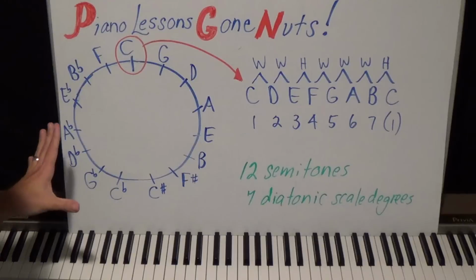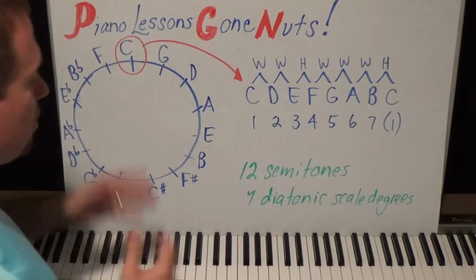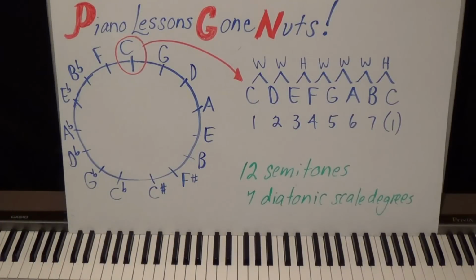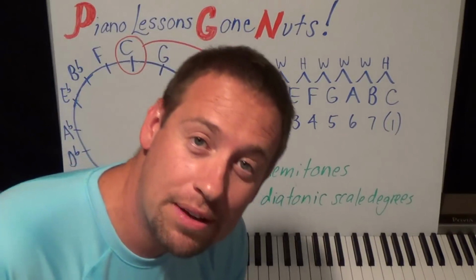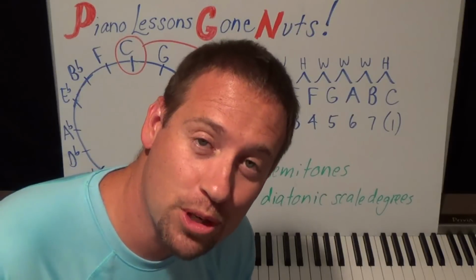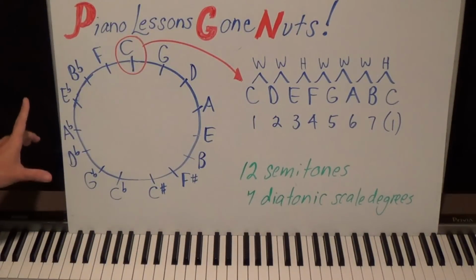Let me ask you another question. Which key has 5 sharps? Okay, here's my quiz. Do you know? All right. Now, after you've figured out which key has 5 sharps, tell me what the sharps are in order.